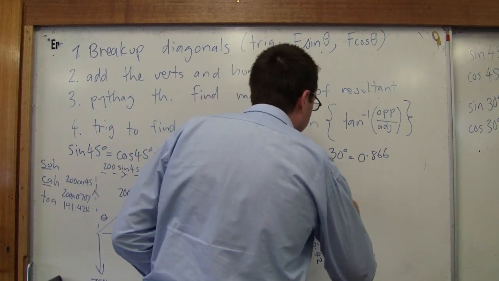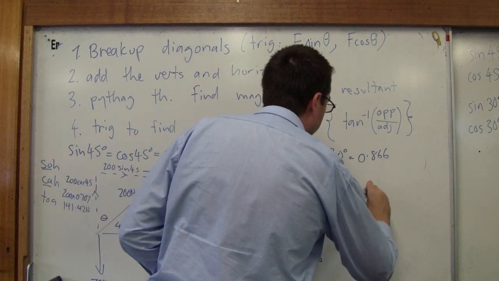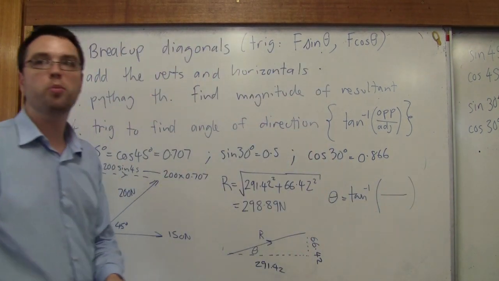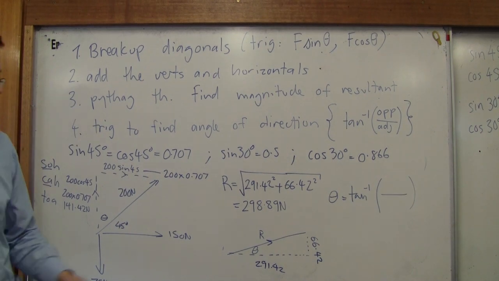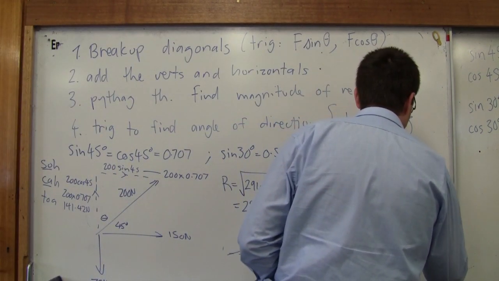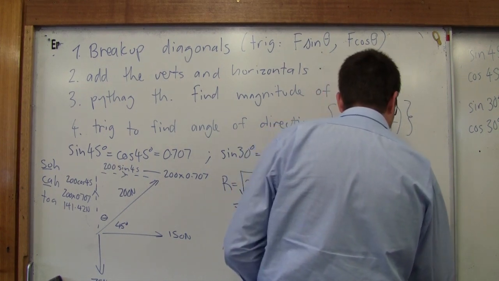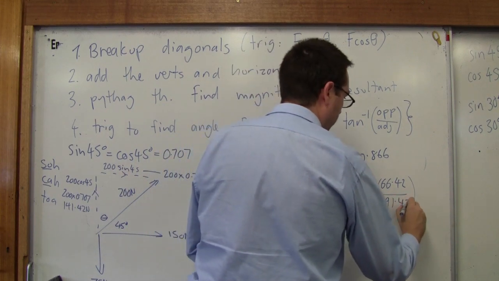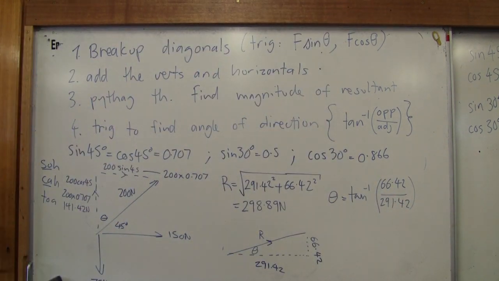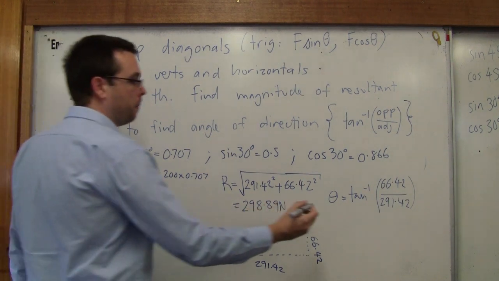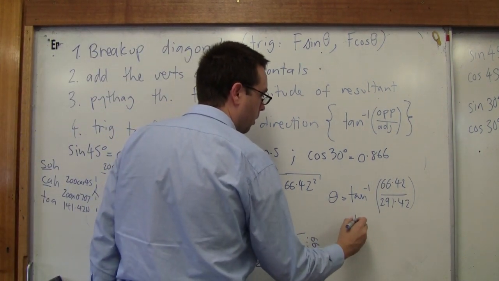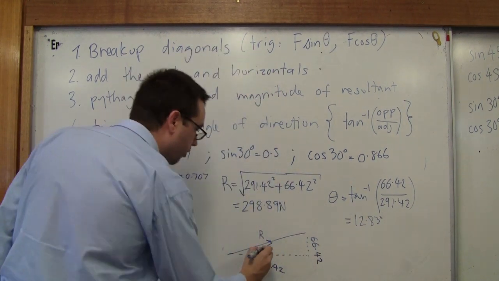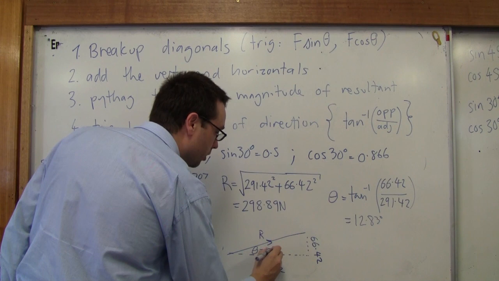The angle is always equal to the inverse tan of the opposite over the adjacent. What value is the opposite in this case? 66.42, and it is over the adjacent, which is 291.42. Okay, can someone hit me with that value? That is 12.83. Now I'm happy in this case to round that off and say 13 degrees.